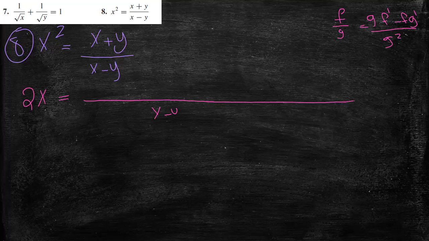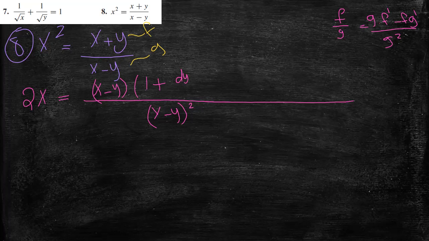So x minus y squared in the denominator. Then g, which is x minus y. So we suppose that this is f and this is g. So x minus y times f prime. What is f prime? 1 plus 1 times dy over dx, over the x, minus f, which is x plus y, times g prime, which is 1 minus dy over dx.